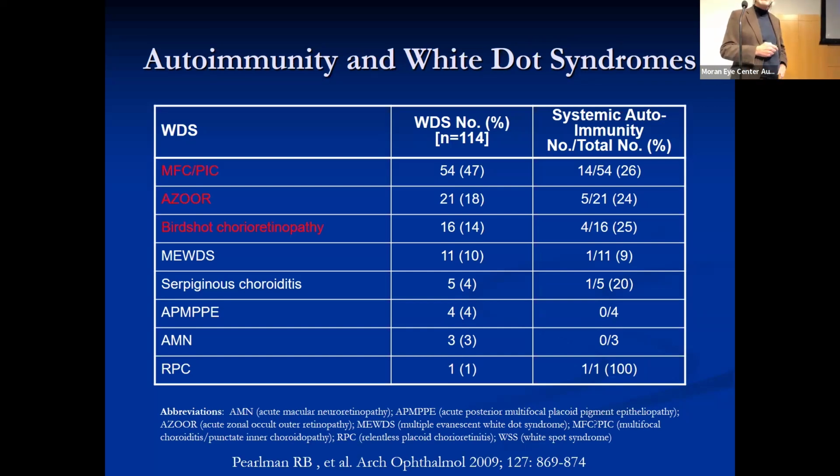And the most common ones with self-reported autoimmunity are multifocal choroiditis, AZOOR, and Birdshot. The most common diseases that are associated are Hashimoto's thyroiditis, believe it or not, alopecia areata, and psoriasis.